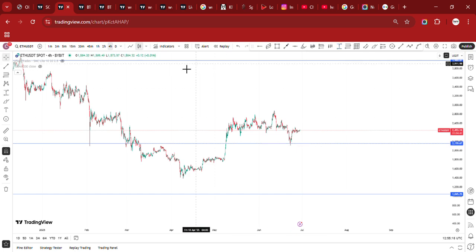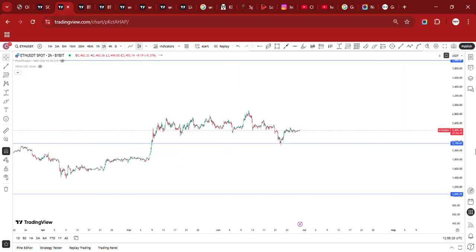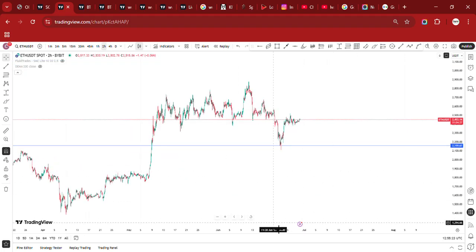Now let's go down to the 4 hours, 2 hours time frame to see if we can see a perfect zone for us to enter the market.